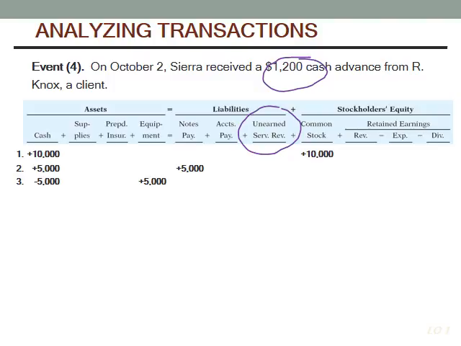Okay, this transaction might give you a little bit of trouble. I would always encourage you to practice these transactions at a later time without the video and just test your memory. Cash in advance is unearned revenue. Okay, so an increase in cash and an increase in a liability.